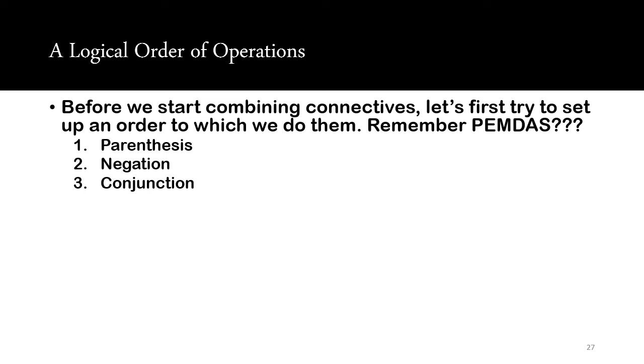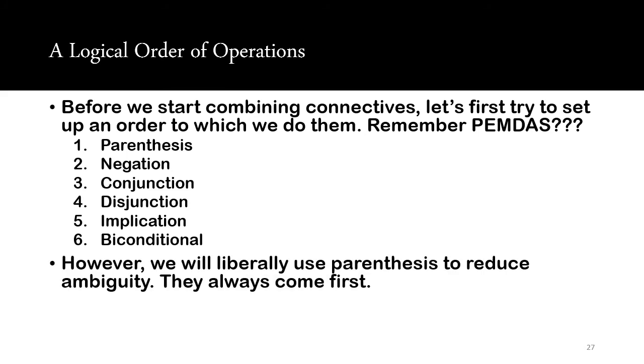So we also have conjunction next. That and always goes first after doing any unary operations. Then we do disjunction, which is or. Then we do implication, and then we do the biconditional. However, we will liberally use these parentheses to reduce ambiguity, because they always come first.